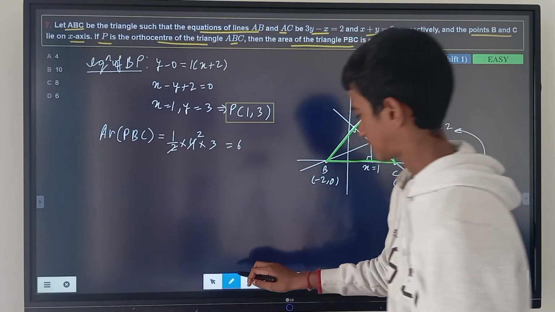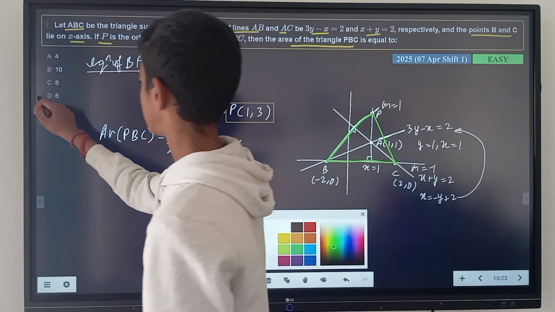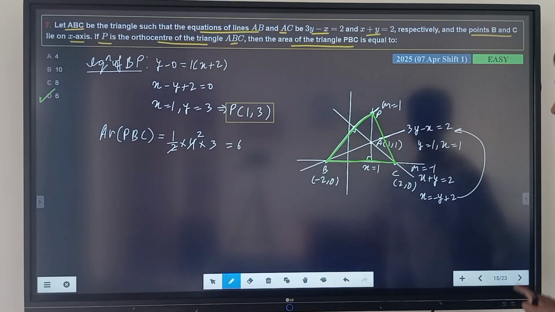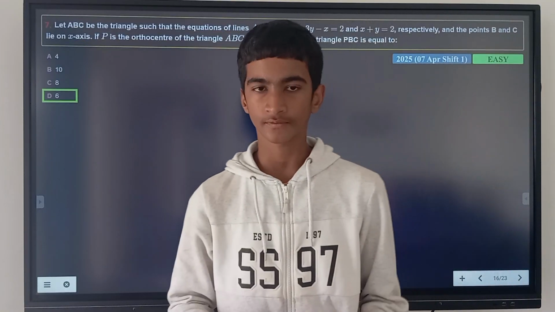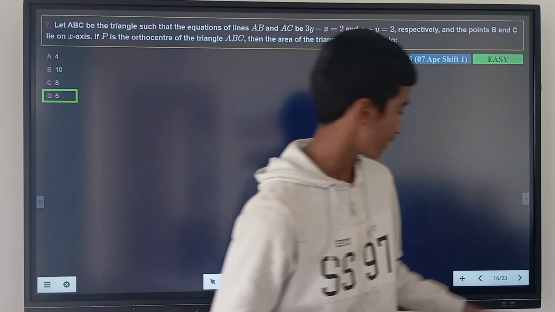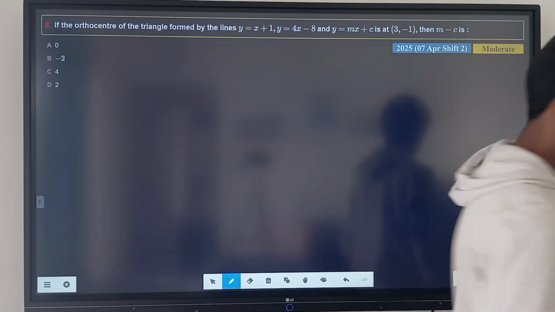From here our answer is option D. And here is our solution. We can see that our answer is correct. Here is our next question.